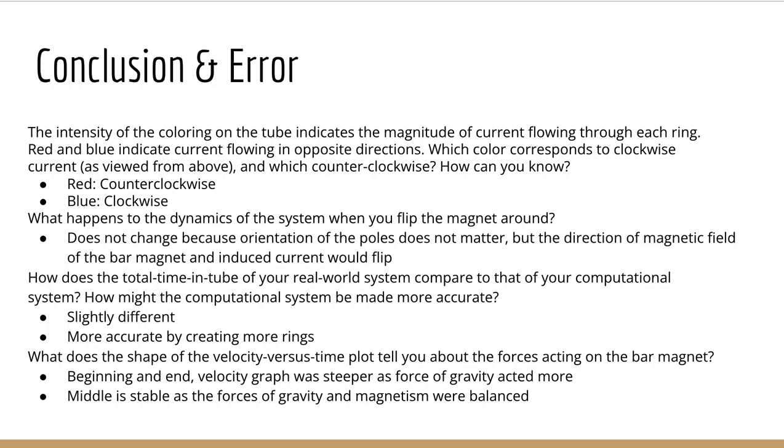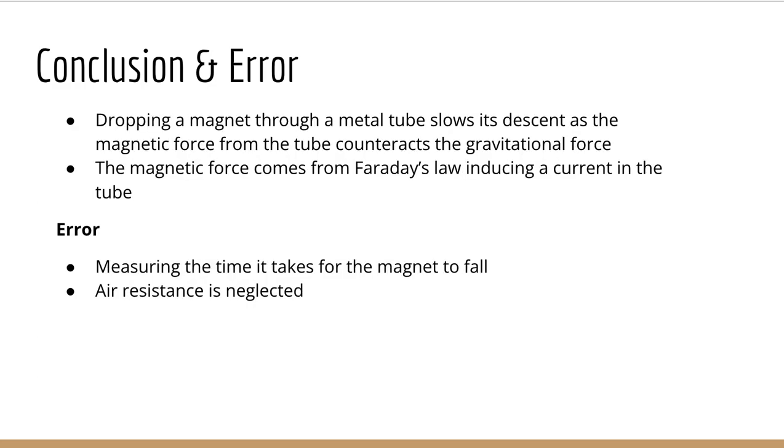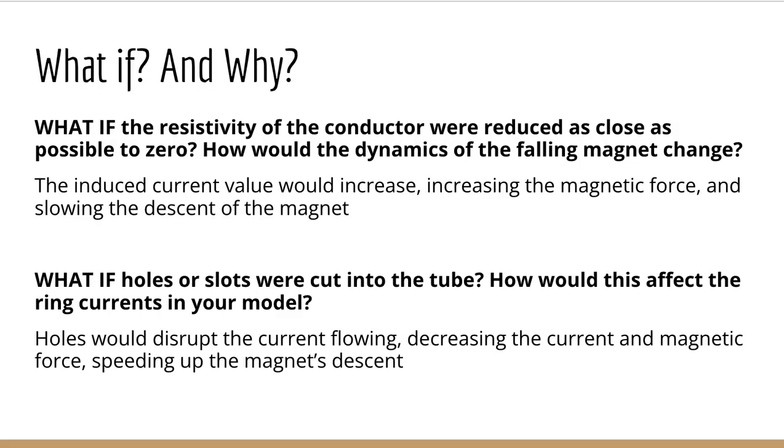And then what does the shape of the velocity versus time plot tell you about the forces acting on the bar magnet? At the beginning and end, the velocity graph was steeper as the force of gravity acted more, and the middle is more stable as the forces of gravity and magnetism were balanced. Dropping a magnet through a metal tube also slows its descent as the magnetic force from the tube counteracts the gravitational force, and the magnetic force comes from Faraday's law, inducing a current in the tube. And some error that could have occurred during this lab could be in measuring the time that it takes for the magnet to fall and neglecting air resistance.